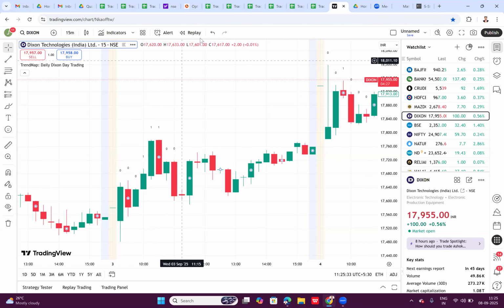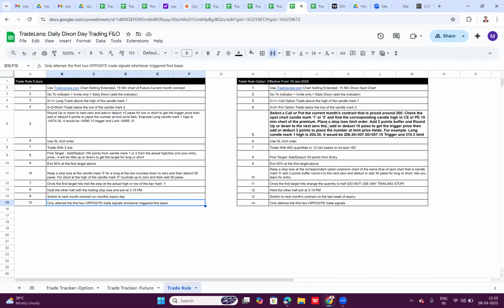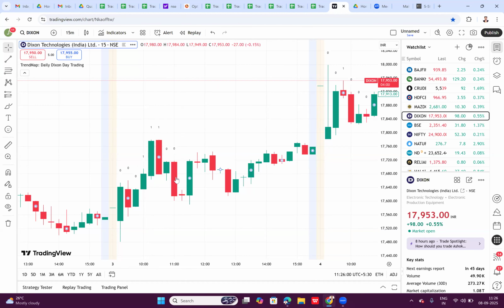Always follow one rule. For placing an order in this option, we have to take a buffer of 2 points. Okay, 2 to 3 points we have to take as buffer. In futures, we have to take a buffer of 10 paisa, then round up to the next 10. But in this option, we have to take a buffer of 2 points, as per the option chart.